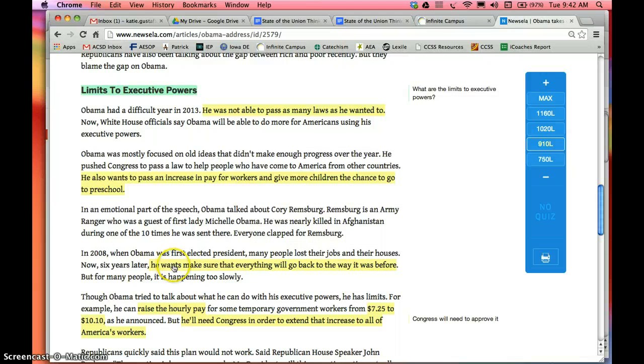In 2008, when Obama was first elected president, many people lost their jobs and their houses. Now, 6 years later, he wants to make sure that everything will go back to the way it was before. But for many people, it is happening too slowly. My question again, what are the limits to executive powers? I don't think this section either answers that question. So I'm going to keep reading and hope that my question gets answered.